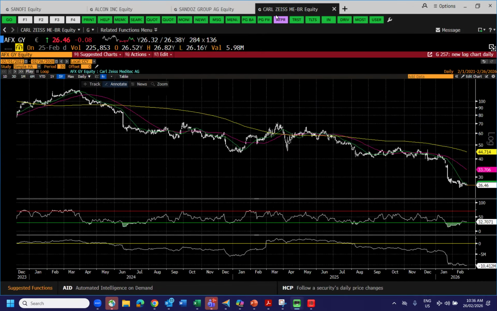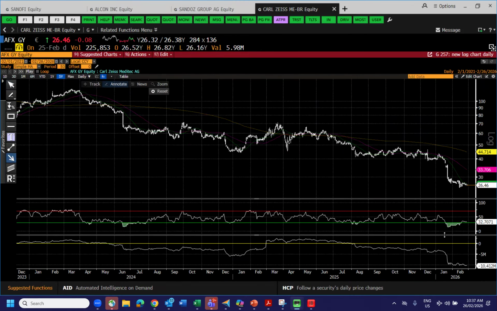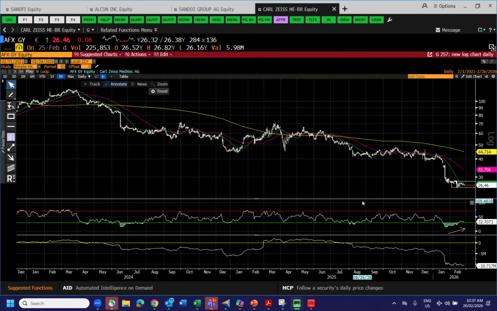Okay, that's awesome. And Carl's eyes? There's a small divergence here. That last divergence led to that sideways range. So maybe you get another range here. I see. Okay, so this is way out of whack.